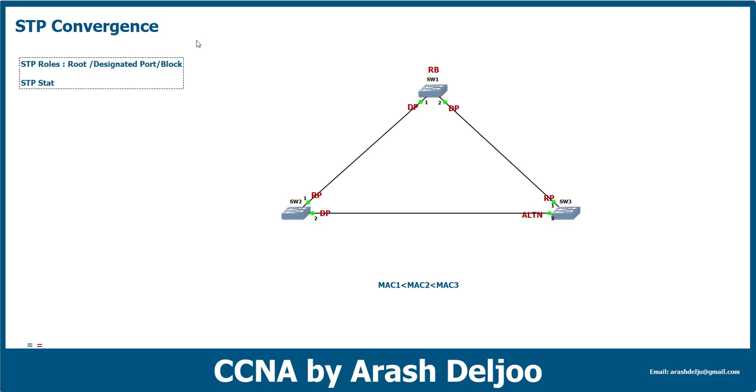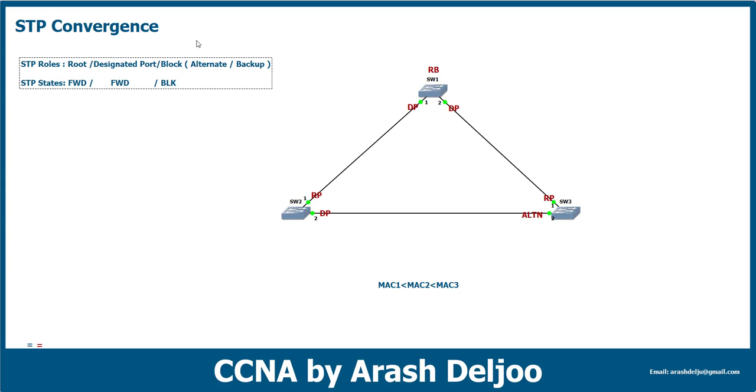The STP states we learned about are forward and block. The root port has the state of forward, and the designated port also has the state of forward, and the block port, meaning the alternate or backup port, has the state of block. Let me write here, block means alternate or backup. You learned about this feature, okay?